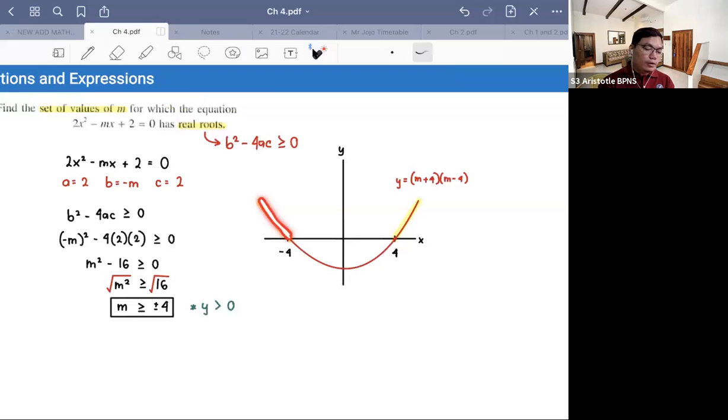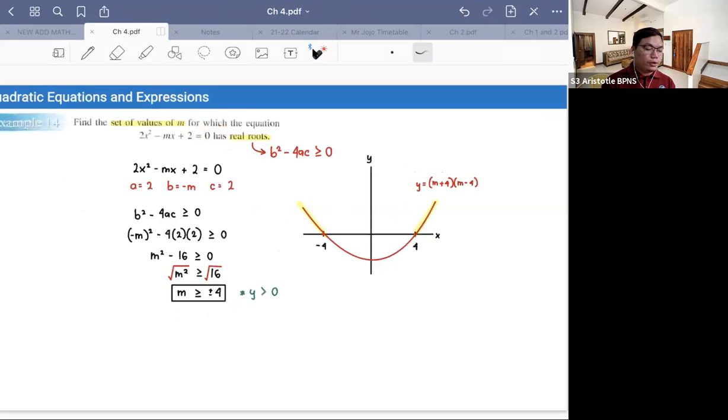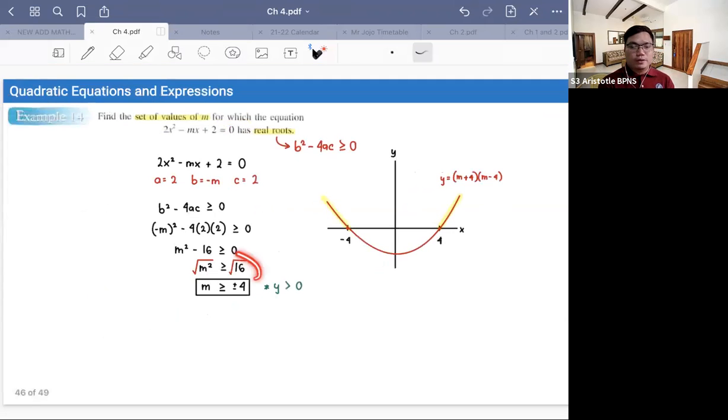So these are parts of the solution. Everything from here to here will not satisfy the equation. So here and here. Anyway, if it's asking for the roots, you just give them this. You don't have to show the graph. All right. So just this one.